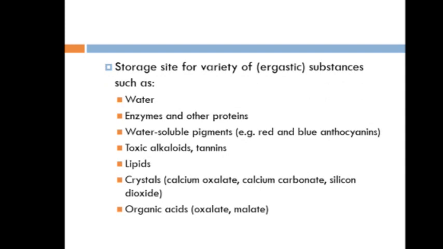Storage site for varieties of substances such as... Sasa hii katika vacuole ndio ina store a lot of substance kama water, enzymes and other protein, water soluble pigment such as red and blue anthocyanin, hizi ni soluble pigment, toxic alkaloids, tannin, lipid, crystals, unaweza crystal, calcium oxalate, calcium carbonate, silicon, organic acids, zote hizi zinakuwa stored within the what? The vacuole. Clear? Even these organic acids such as oxalate and malate zinakuwa stored within the what? The vacuole.